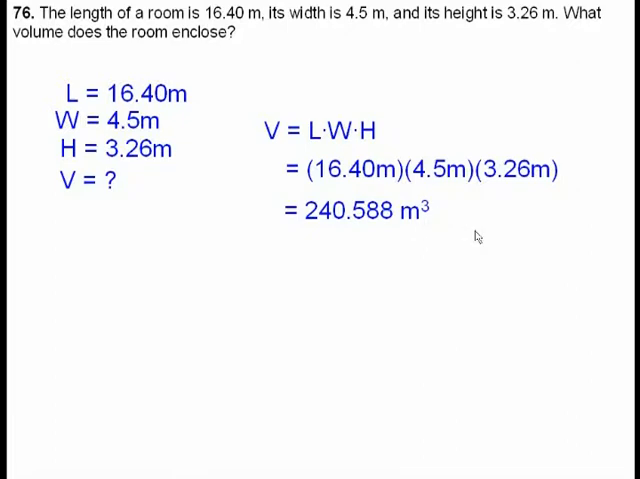Alright, last step, we're going to round for significant figures. This number has 4 places, this one has 2, and this one has 3 places. The rule is you're going to round to the smallest number of significant figures. We're going to round this one to 2 places. So 2 places, we'll draw a line here. 0 is less than half, so this number is going to round down to 240 cubic meters.